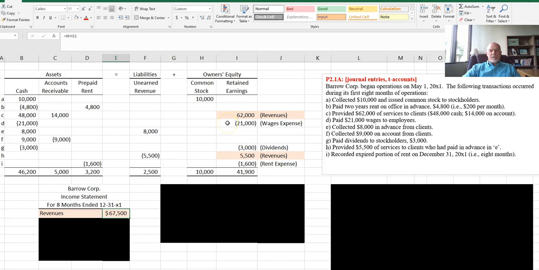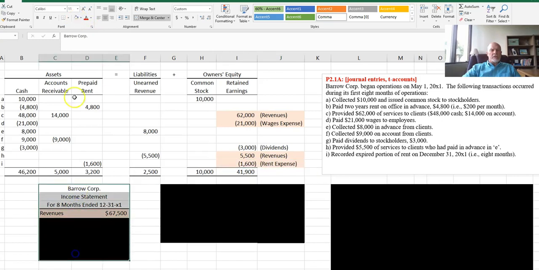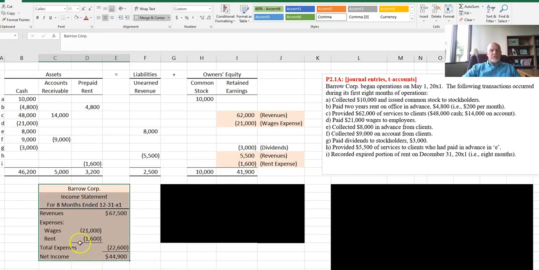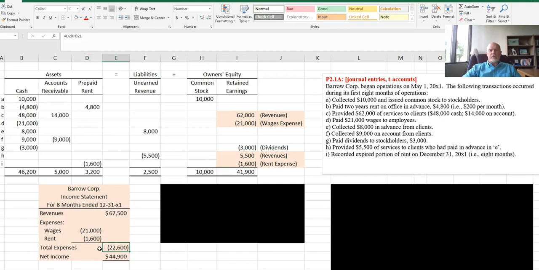And then we're also going to pick up the expenses. So there's wages expense, and the dividend does not go on the income statement. Rent expense does. So we can list out our expenses, subtract those expenses. Here under expenses, we had wages and rent, total expenses of $22,600. Subtract that from our revenues, and our net income is $44,900. So remember, the income statement formula is revenues minus expenses.